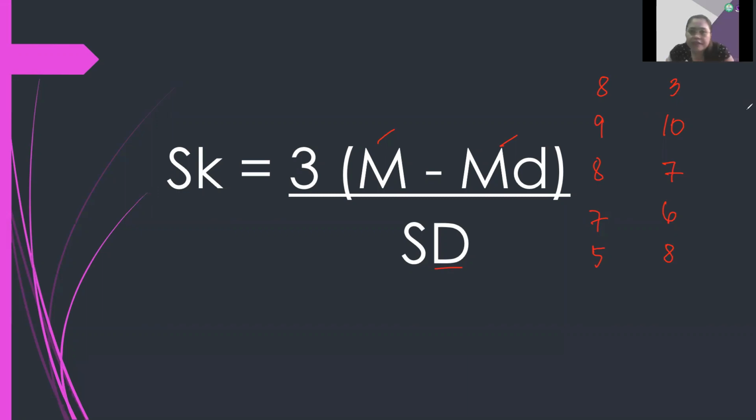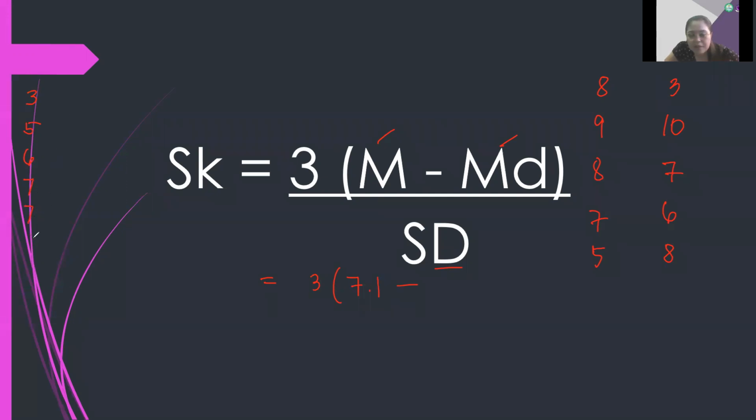So we have the mean first. We have 8 plus 9 plus 8 plus 7 plus 5 plus 3 plus 10 plus 7, 6, and 8 divided by 10. So this one is 3 times 7.1 minus the median. What are we going to do with the median? Diba, we'll arrange this one. 3, 5, 6, 7. Dalawang 7.